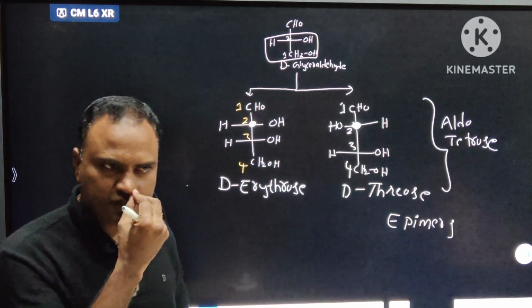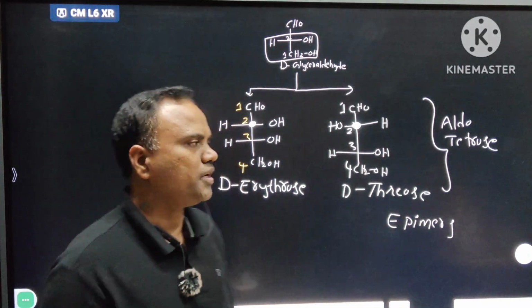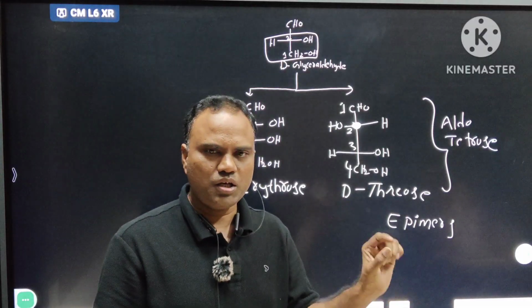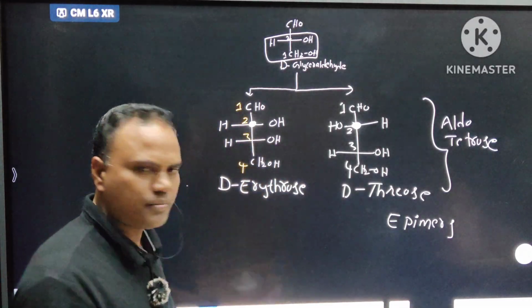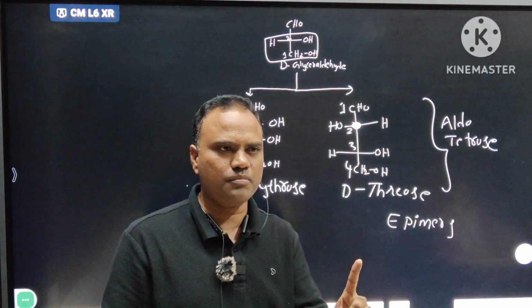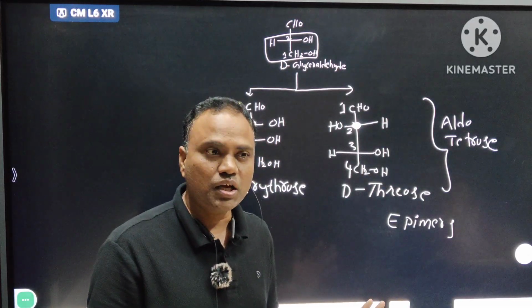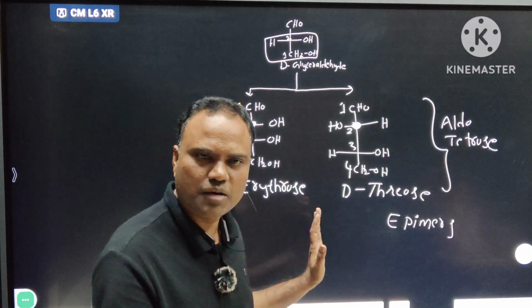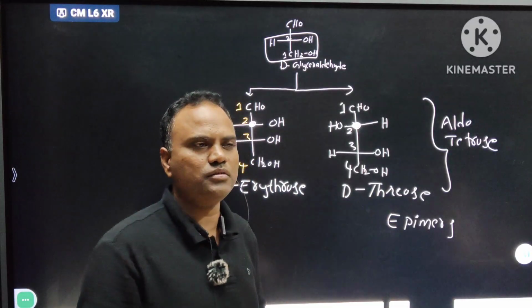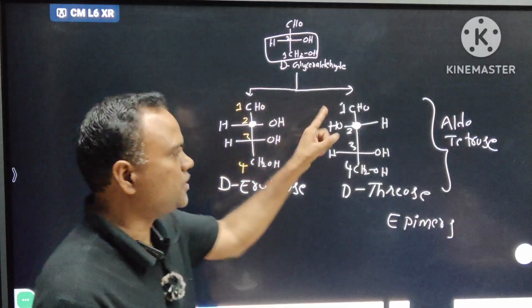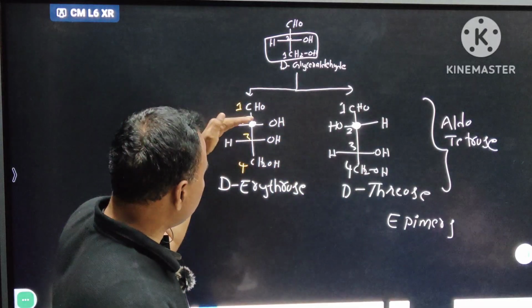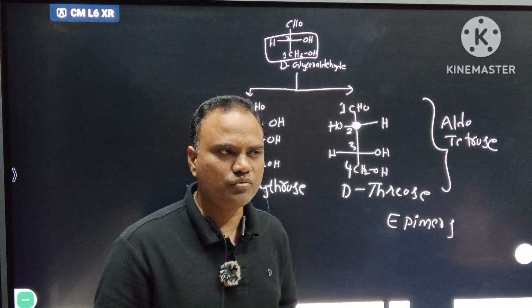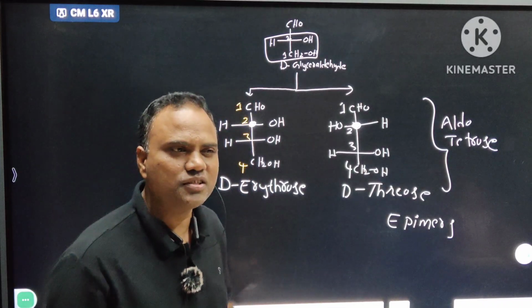See the new term, epimers. The carbohydrates which differ at a carbon other than the first carbon, if they differ at any other carbon except the first carbon, are called epimers. What are epimers? Carbohydrates which differ at a carbon other than the first carbon. Don't consider a difference at the first carbon. See the differences at second, third, like that. Okay? Epimers.